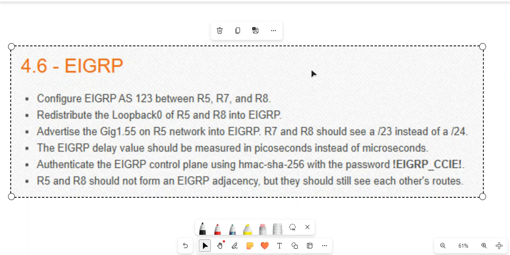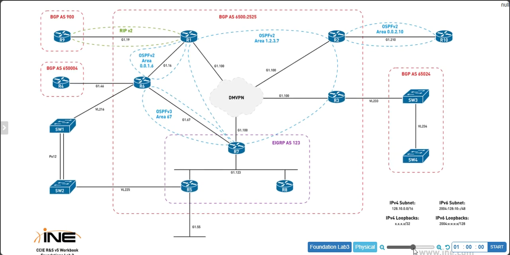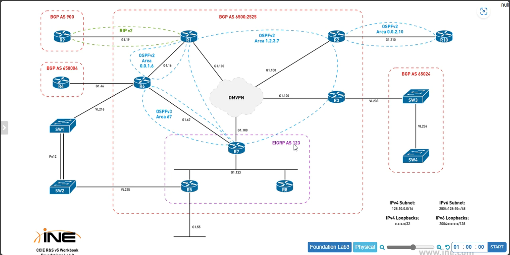Okay, configure EIGRP AS 123 between 5, 7, and 8. Let's see the topology here. There is 5, 7, and 8. We have to configure EIGRP AS 123 between 5, 7, and 8.